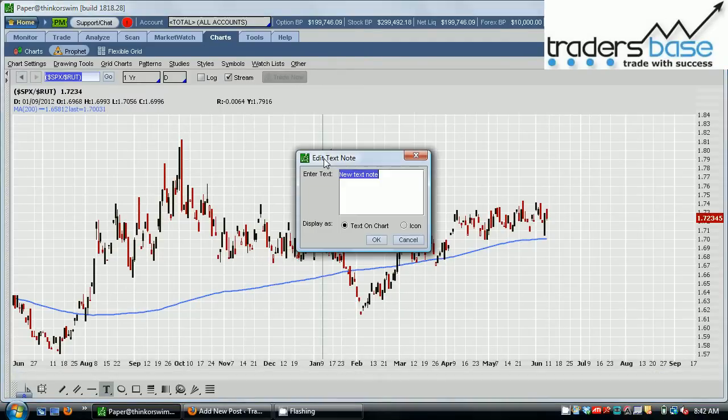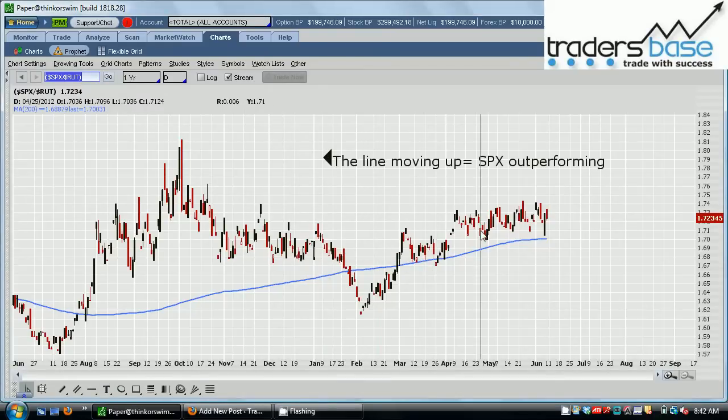When the line is moving up, it means the S&P is outperforming. And when it's moving down, that means it's underperforming. So if we're looking at this right now, we're saying, okay, it's been moving up and it's still moving up, so that means the S&P is outperforming. If presented with only two trading options, where you may trade the S&P 500 or the Russell 2000, you would say, okay, if I'm going to buy, I'm going to buy the S&P 500. If I'm going to sell, I'm going to sell the Russell 2000.